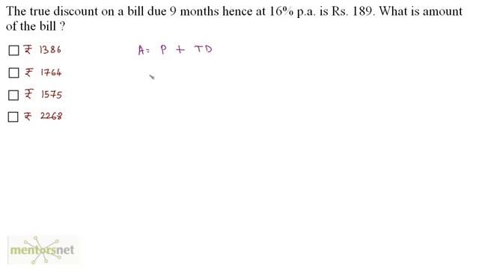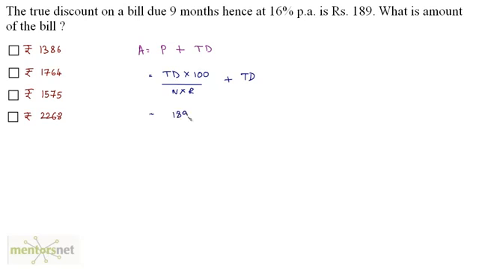So I can write it as: amount is equal to, what is the principal? What is the formula for principal or the present worth? Well, true discount is PNR upon 100. So P will be equal to true discount times 100 divided by N times R, plus this true discount, right? So true discount is given, that's 189.